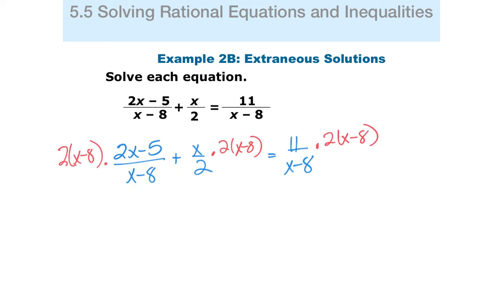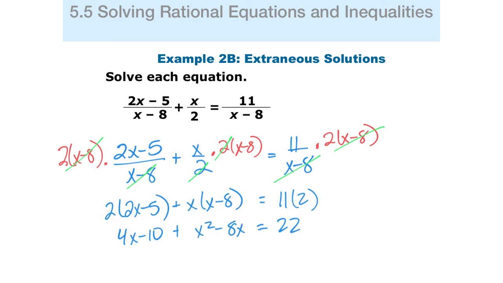I've rewritten this equation showing that I'm multiplying each term by 2 times x minus 8, because that's going to help me clear these fractions. The x minus 8's are gone in the first one, in the second term the 2's are gone, and in the last term the x minus 8's are gone. I've rewritten what I had left and then simplified it, and now I can see this is going to be a quadratic. I'm going to work on solving that.